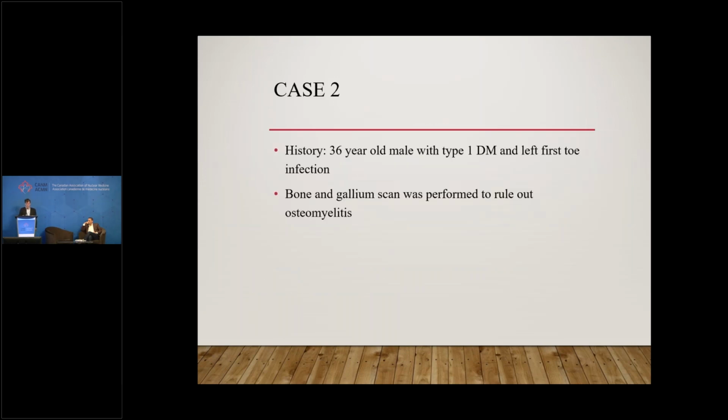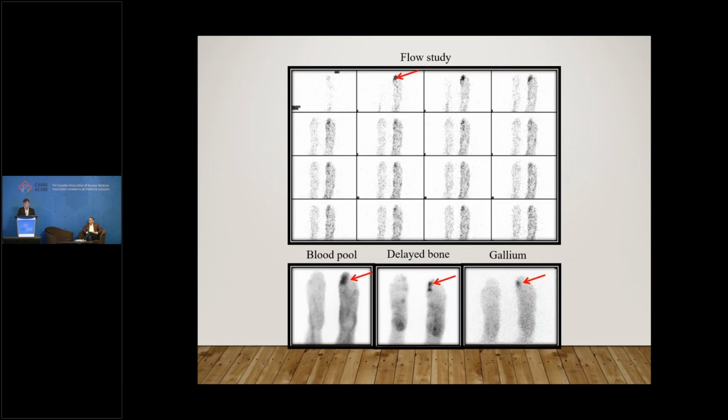Now, the second case is a 36-year-old male with type 1 diabetes and left first toe infection. Now, does that patient have osteomyelitis? This is the question that we have to answer. So we have marked hyperemia this time, marked blood pool activity, markedly increased bone tracer activity in the proximal phalanx of the left first toe with intense gallium activity.